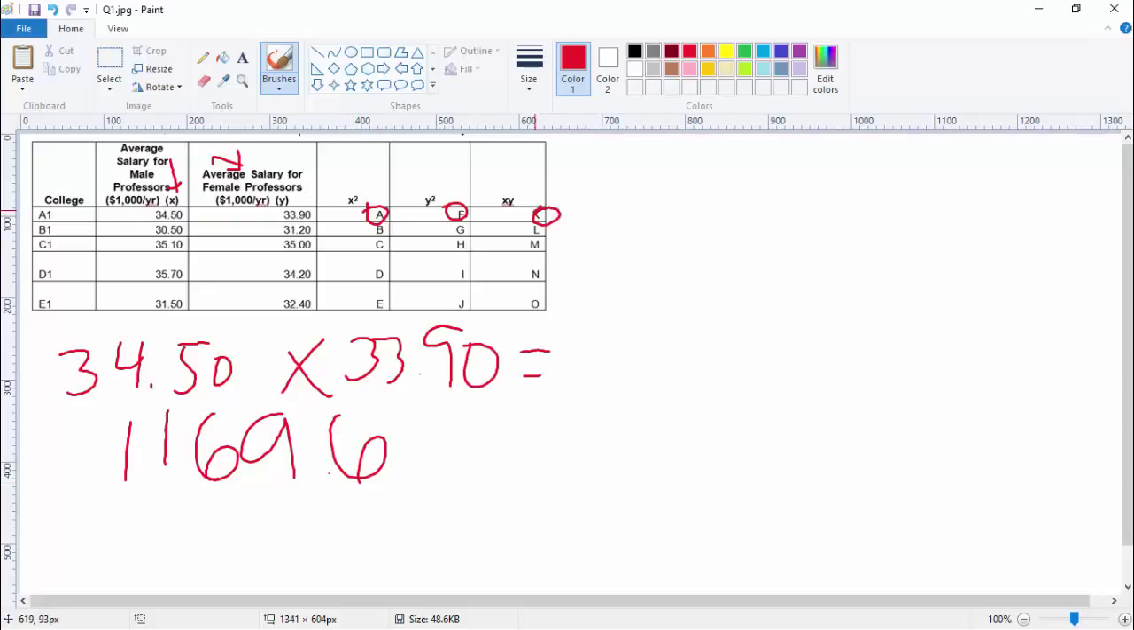So what's going on here is, to do this one, you take each one of these and multiply it by itself. Then to do this one, you take each one of these and multiply it by itself. Then finally, to do this one, you multiply the first one by the second one. So why don't you do all that, and then we'll come back and I'll show you what the answers are.